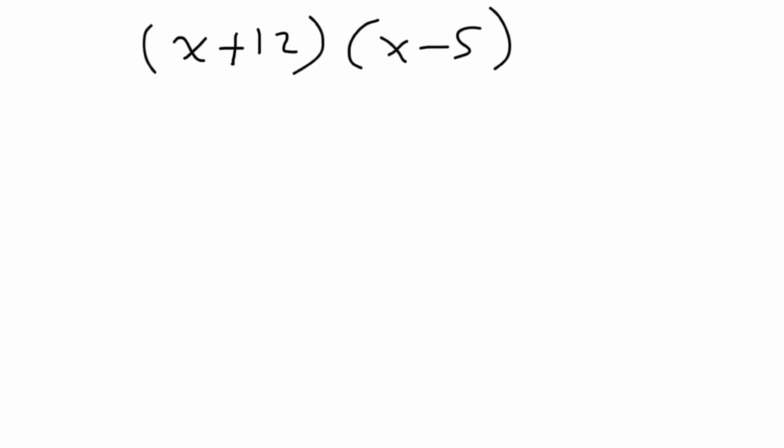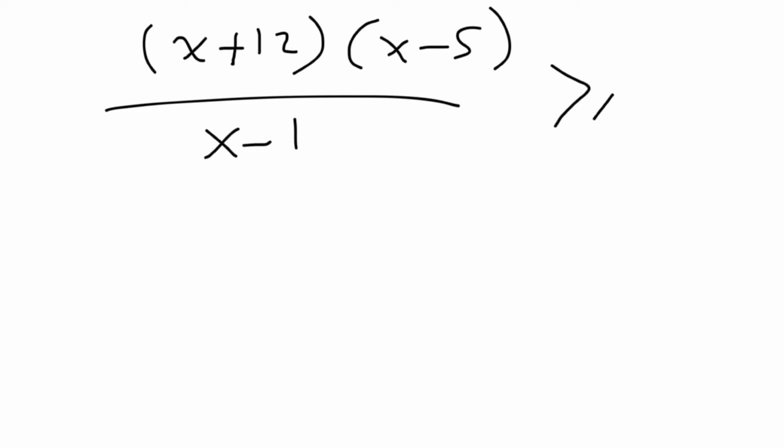Suppose I want you to solve this inequality: (x + 12) times (x - 5), divided by (x - 1), is greater than or equal to 0. So here I'm giving you a fraction already in factored form.